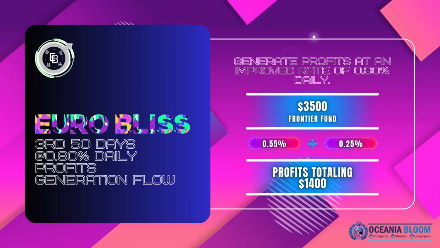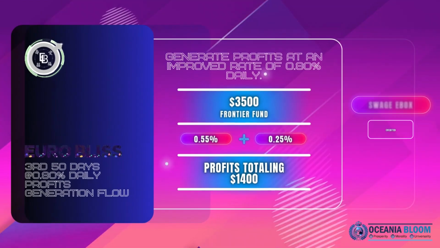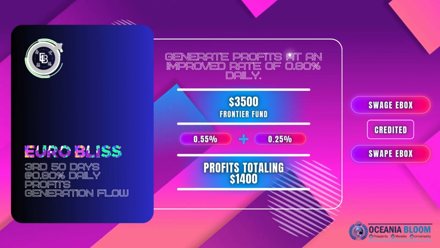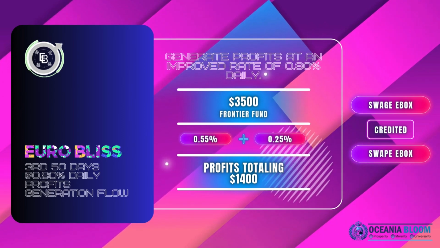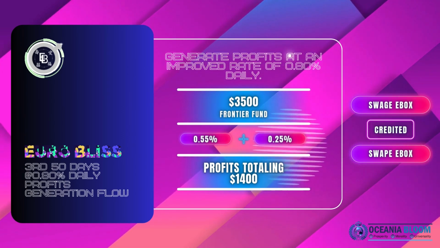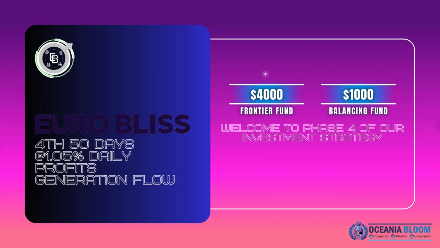Over this period, your Frontier Fund is projected to generate profits totaling $1,400. These profits will be systematically credited or saved into your Swag eBox and Swap eBox accounts in accordance with the proposed index. Now, let's explore the subsequent phases in our next segment.